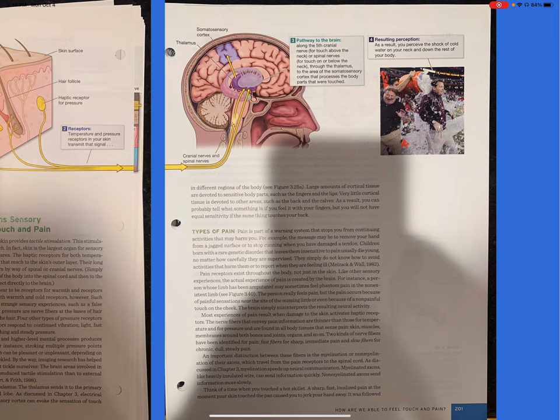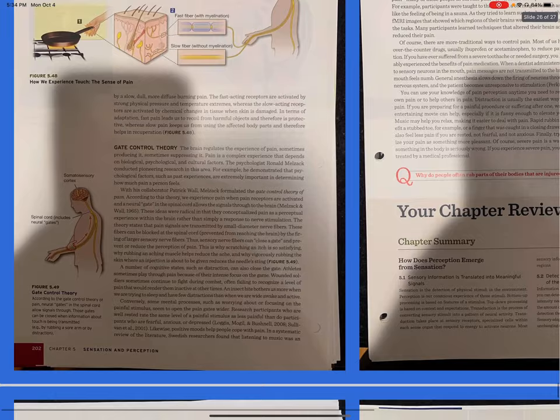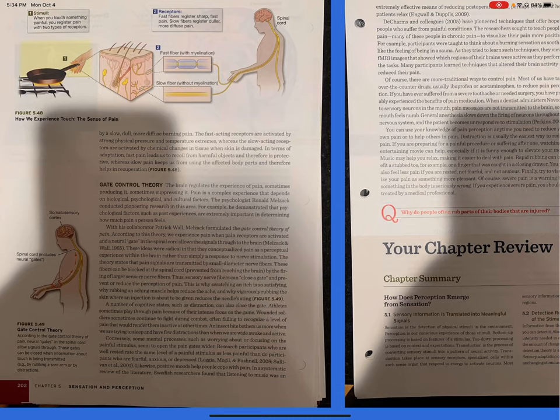Think of a time when you touched a hot skillet. A sharp, fast, localized pain at the moment your skin touched the pan caused you to jerk your hand away. It was followed by a slow, dull, more diffuse burning pain. The fast-acting receptors are activated by strong physical pressure and temperature extremes, whereas the slow-acting receptors are activated by chemical changes in tissue when skin is damaged.